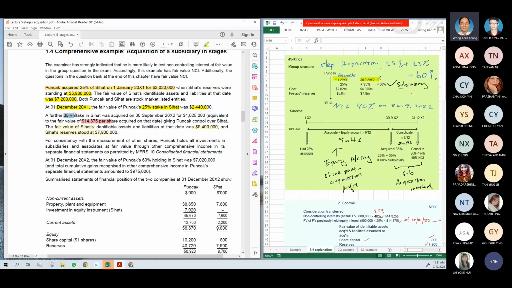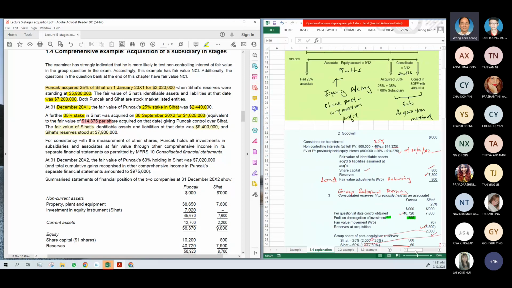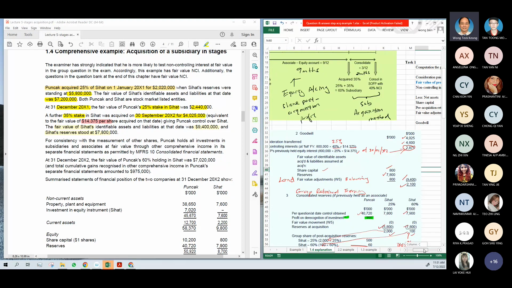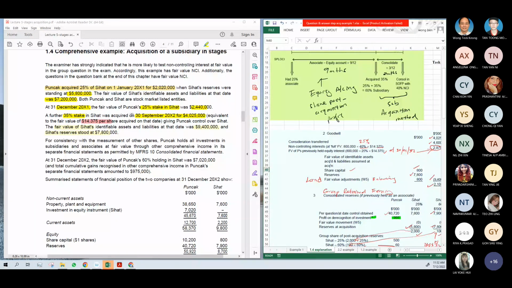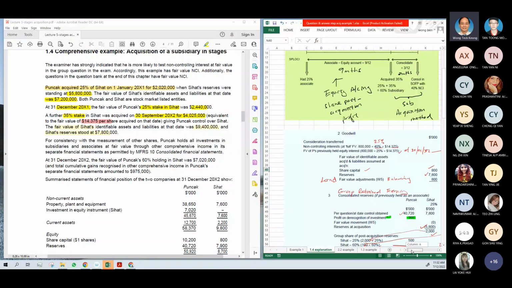They bought the other 35% on 30th September at 4.02. We then use this amount to compute goodwill. Because they reached control, they went from an associate to a subsidiary. So the goodwill computation, as shown here, starts with consideration transferred, 4.02.